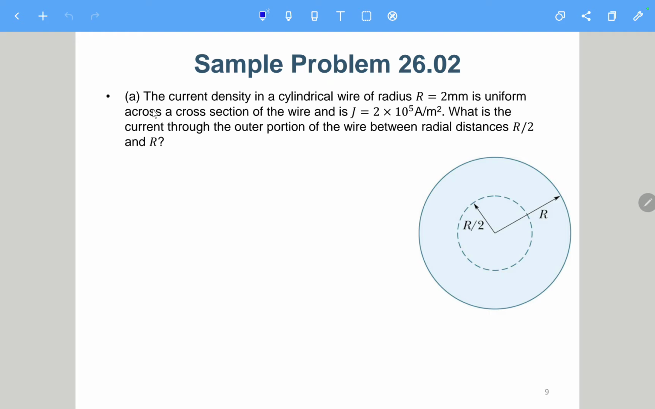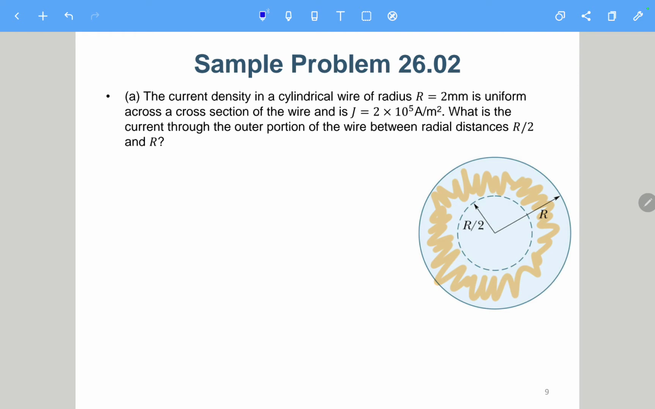Okay, so here let's take a look at a sample problem to become slightly familiar with how to calculate the current density. It says the current density in a cylindrical wire of radius capital R is uniform across the cross section of the wire and is J. What is the current through the outer portion of the wire between the radial distance R/2 and capital R? So here we only would like to calculate the current in this part.